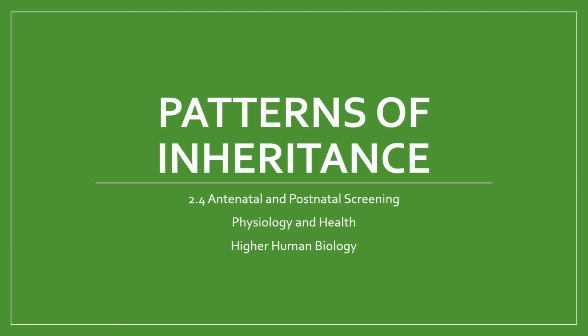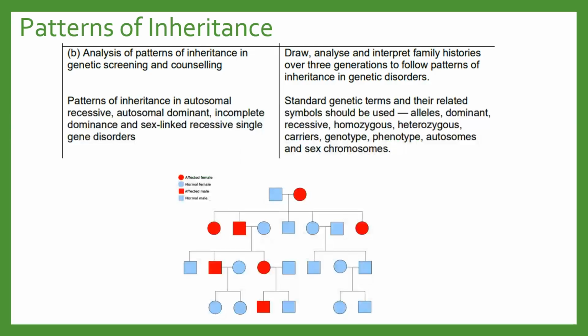Hi everyone, in this video we'll continue with the antenatal screening by looking at the different patterns of inheritance which determine how genetic disorders can be passed on to any offspring. So as part of the genetic screening or genetic counselling, what you'd be expected to do is to draw, analyse and interpret any family histories over at least 3 generations to establish the likelihood or the percentage chance of passing on a genetic disorder.